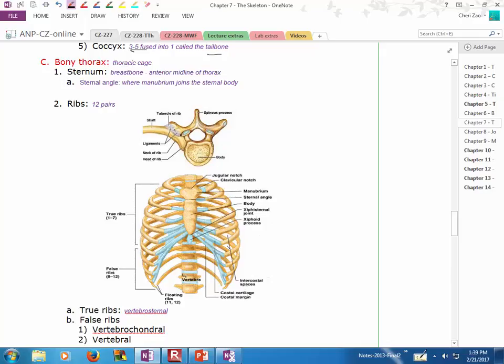Let's take a look at that structure called the bony thorax, also referred to as a thoracic cage. And this is going to be your sternum, your ribs, and your thoracic vertebrae.